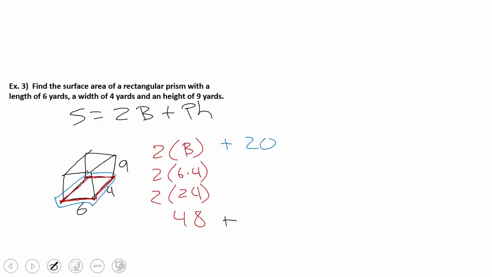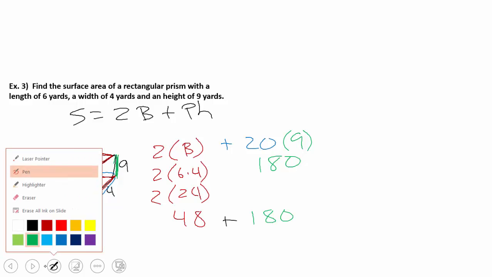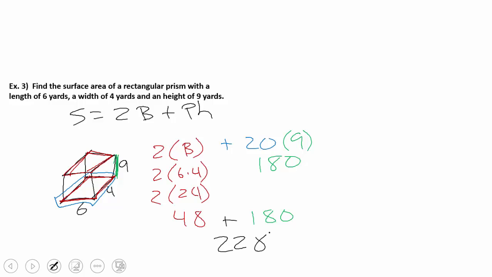Now, I didn't mark the other base. I should have. That would be the top. So when I get the distance between them, that 9 is the distance between them. So 20 times 9. And 20 times 9 happens to be 180. So we're going to add 48 to 180, and we're going to get our whopping answer of 228. And of course, our units up here, yards and square. Pretty cool. Works out pretty well.